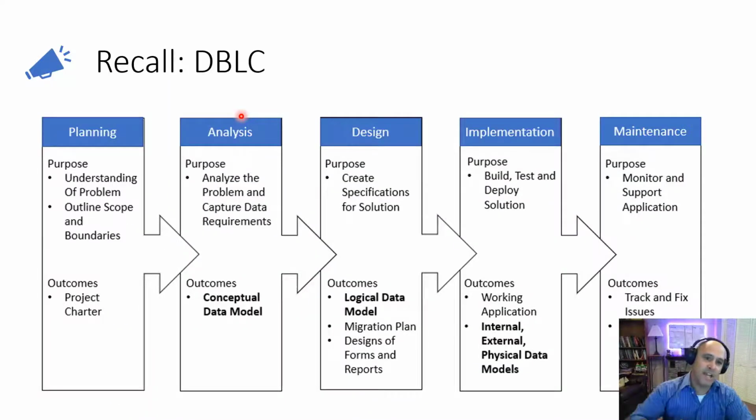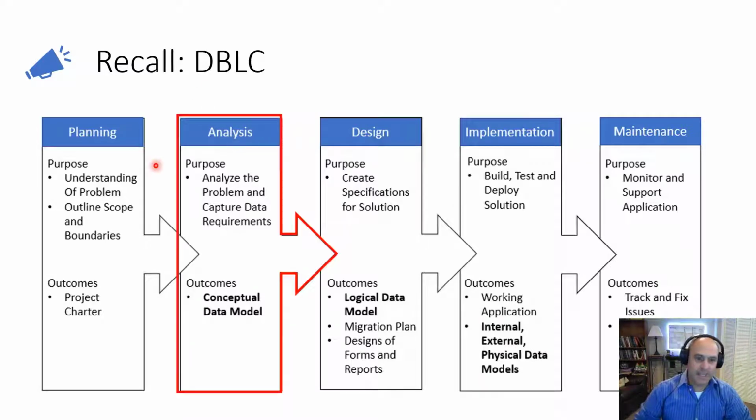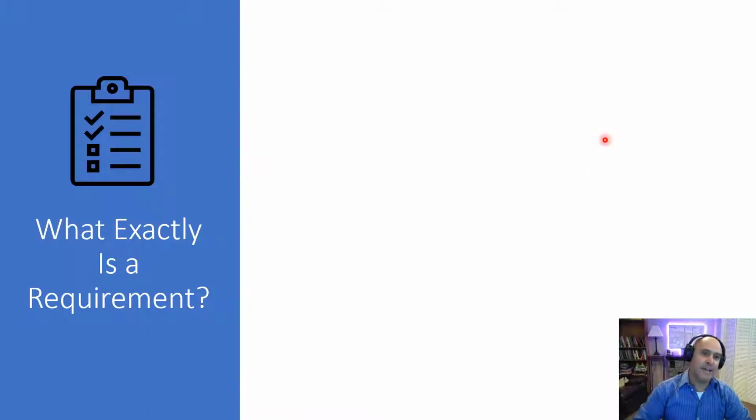You also may recall the database development lifecycle, this is a framework by which we will build a database. We start with planning, which is understanding the problem in scope and boundaries, and then identifying what we're going to do as part of building that database. Then in analysis, we define the problem and capture the data requirements. And the outcome from analysis is the conceptual data model. And this is what we're talking about this week. And then from analysis, you go into design, and then from design to implementation, and then from implementation, you go into maintenance. So you've heard me say this again and again and again.